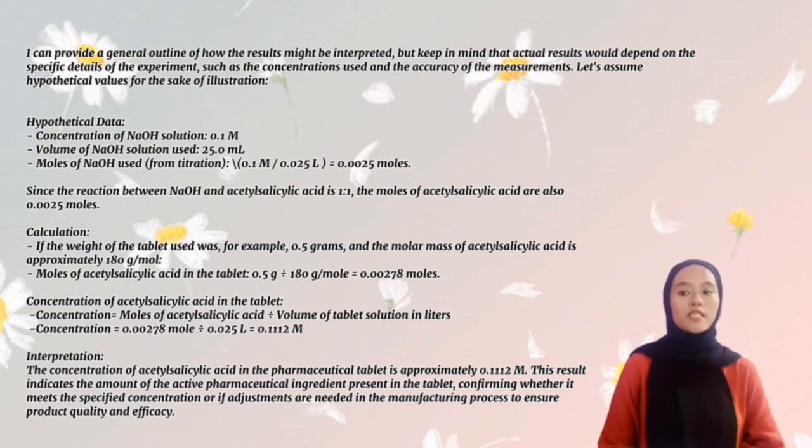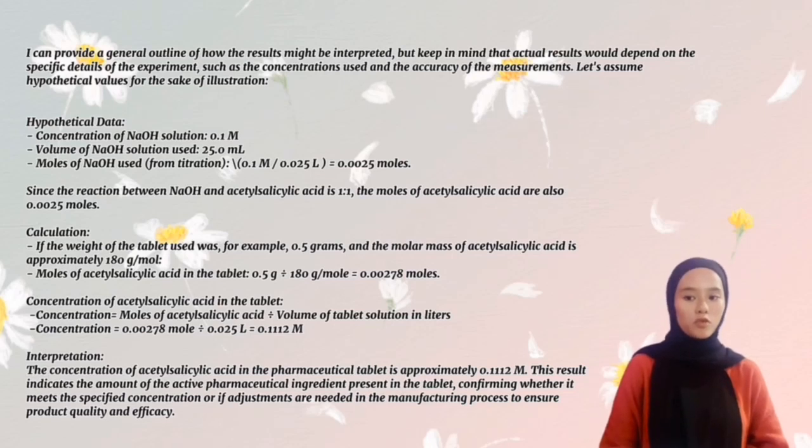So the calculation is, if the weight of the tablet used was, for example, 0.5 grams, and the molar mass of aspirin is approximately 180 grams per mole, moles of aspirin in the tablet is 0.5 grams divided by 180 grams per mole, equal to 0.0278 moles.